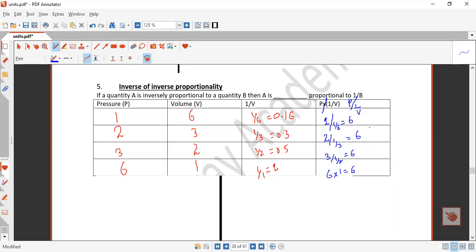So you can see, students, the ratio of two quantities. What two quantities? The quantity P and the quantity 1 by V. The ratio of P and 1 by V is always remaining what? Constant. So tell me, students, when the ratio between two physical quantities is constant, they are called how proportional to one another? Yes.